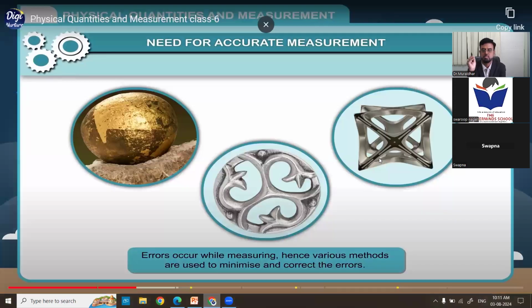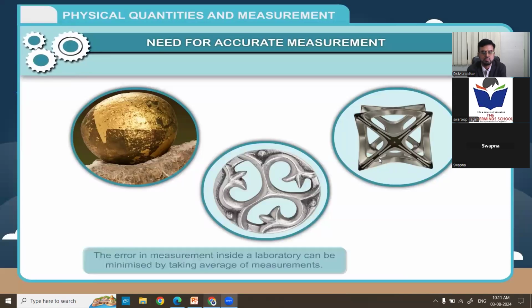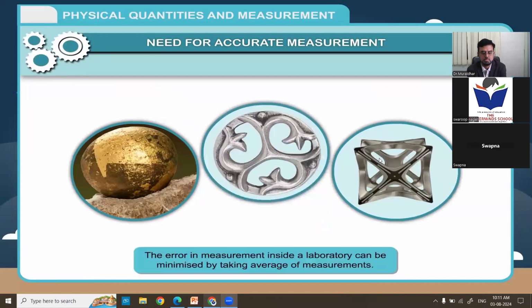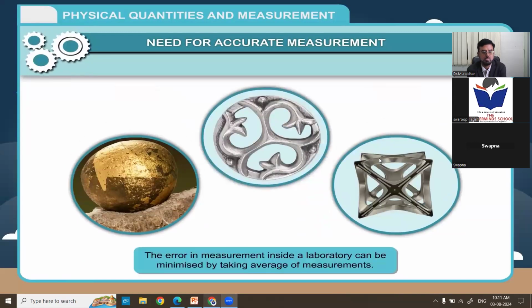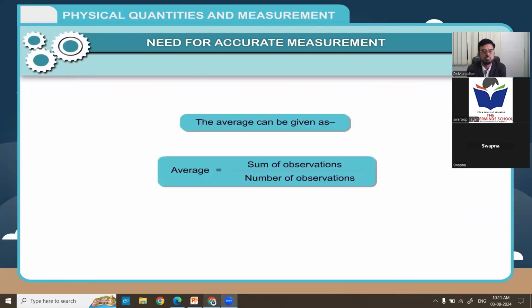The more the number of observations, the fewer the errors. The error in measurement inside a laboratory can be minimized by taking average of measurements. The average can be given as average is equal to sum of observations divided by number of observations.